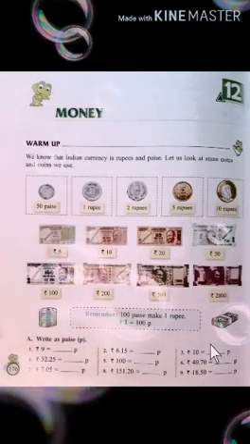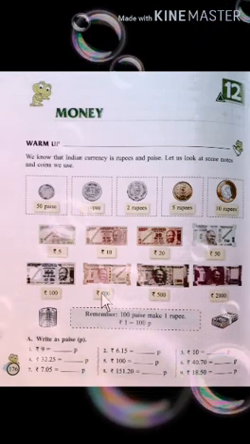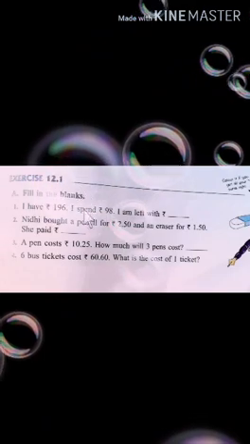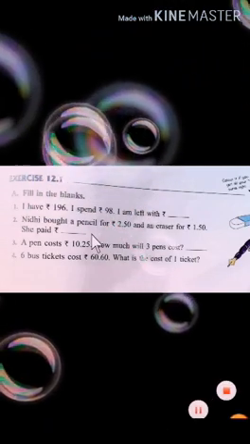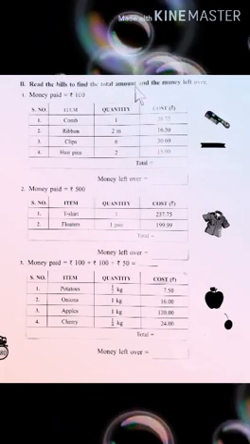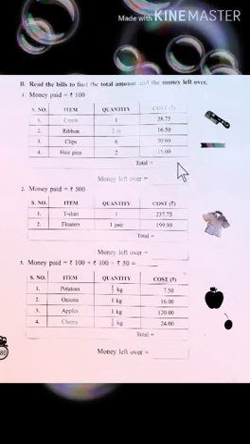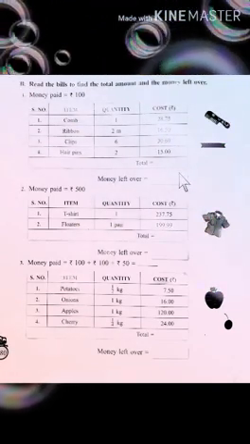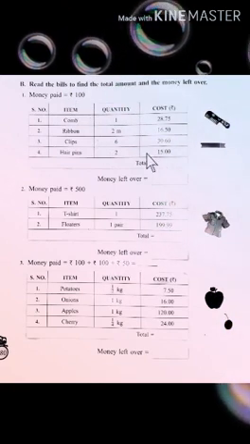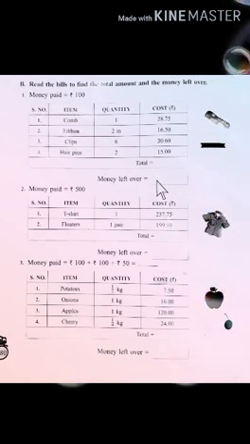So, students, let's continue Unit 12. In my previous video, I explained question A of exercise 12.1 and question B related to the bill. I hope you have understood. First, you find out the total of the given items and the money paid, then subtract the money paid from the total bill to get the money left over.